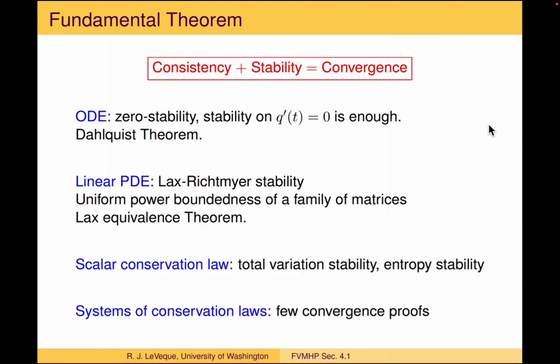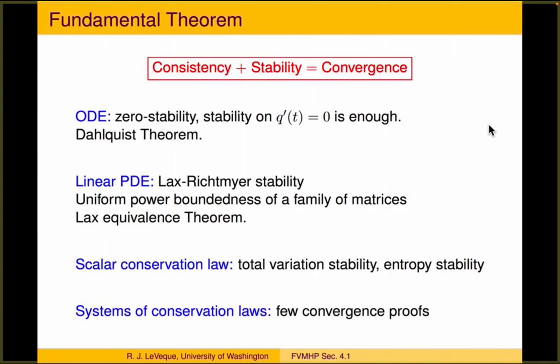For conservation laws, in the case of a scalar conservation law, even when it's nonlinear, there are ways to tackle the stability. There's a different form of stability that's needed here, and there's a couple of different varieties that we'll look at. Mostly we'll look at this idea of total variation stability, but there's also a lot of work being done on entropy stability for proving that numerical methods converge for nonlinear conservation laws.